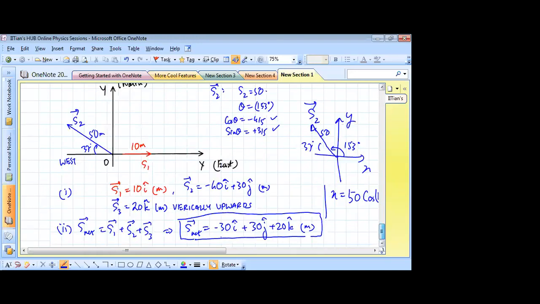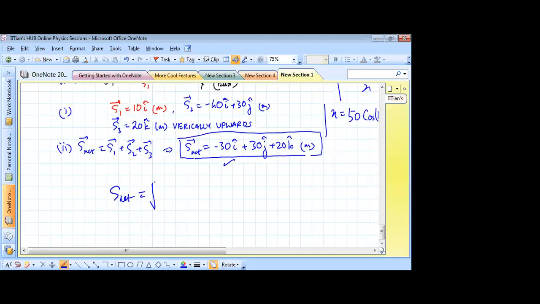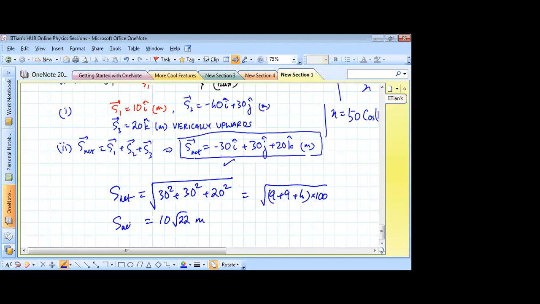Okay? And now the magnitude of the net displacement is square root of x square plus y square plus, yeah, Hari, just hang on. I'll discuss your point later. Okay? We're talking about this question first. Just stick to one question at a time. Okay? So let's see, it is 9 plus 9 plus 4 into 100. So this becomes the magnitude of the net displacement.